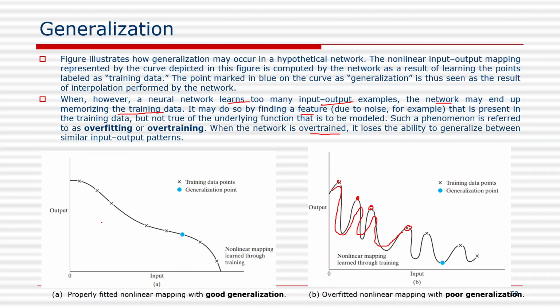And you can observe that if, after learning, we get a curve like this for the test points, we are going to call this a good generalization. But after learning the training data, if the network ends up with a curve as shown here, we are going to call this a poor generalization. This should not happen. The network should learn a good generalization of the training data rather than ending up overfitting.